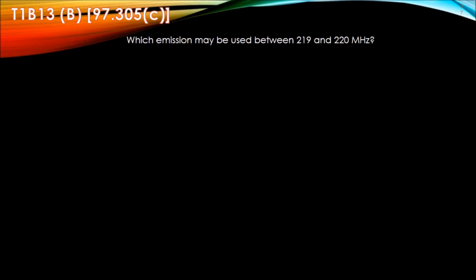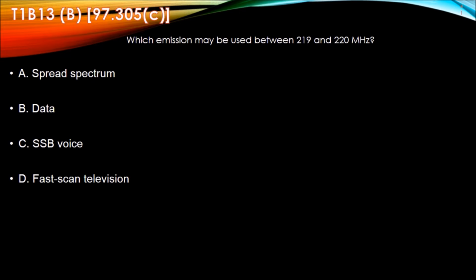T1B13. Which emissions may be used between 219 and 220 megahertz? A. Spread spectrum. B is data. C. Single sideband voice. D. Fast scan television.